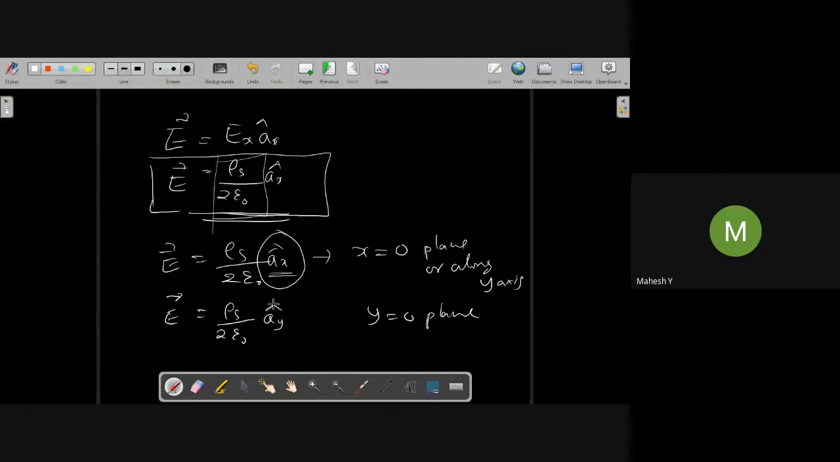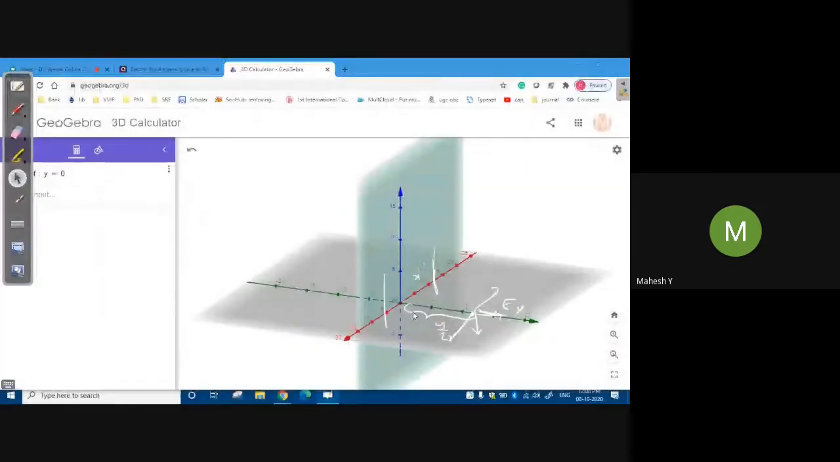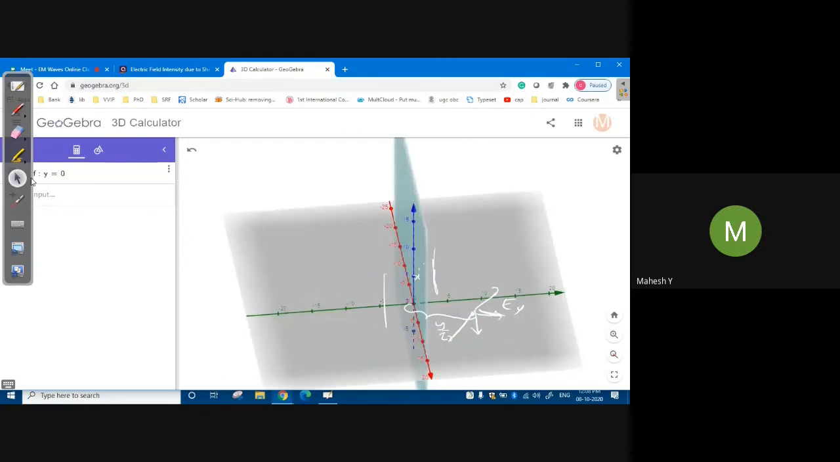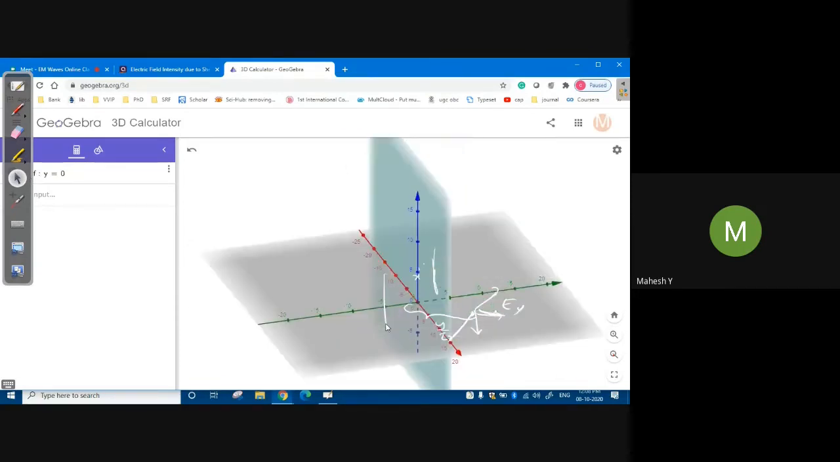And it depends on which direction. Here also in the previous diagram, if I am considering along the positive axis, it will be ay cap. If I am going for the other direction like this, if I am considering in this direction, it will be minus ay cap. Here if I am considering, it will be plus ay cap. So there are two directions for a sheet.